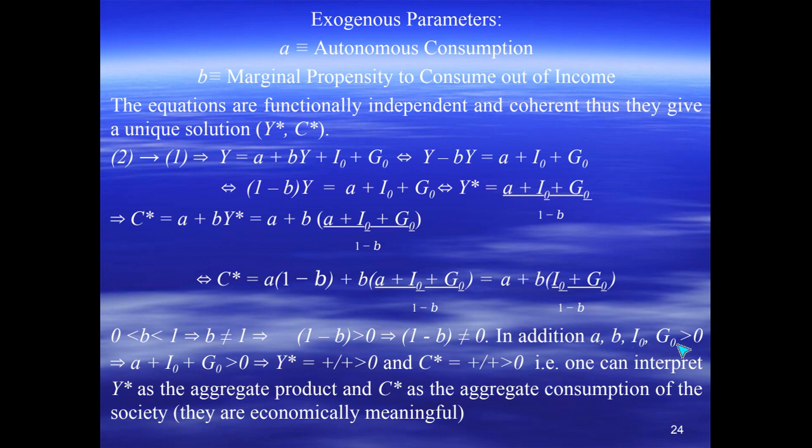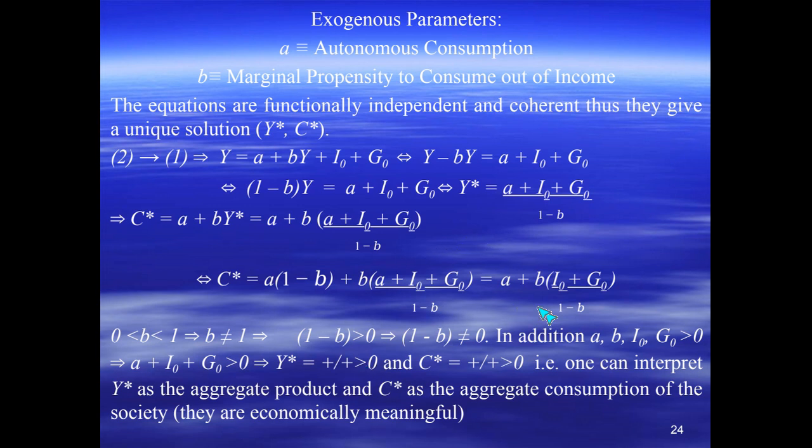And besides, a, b, I0, G0 are all positive. A, I0, G0 are big positive quantities. B is between 0 and 1, but positive. So y star is a plus I0 plus G0 over 1 minus b. These quantities are all big positive quantities, and their sum is a big positive quantity. 1 minus b is positive as well because b is less than 1. So positive divided by positive gives positive. So y star is greater than 0.